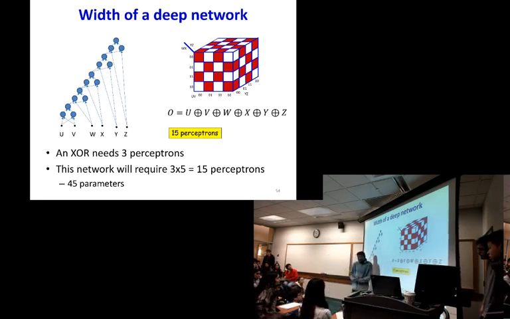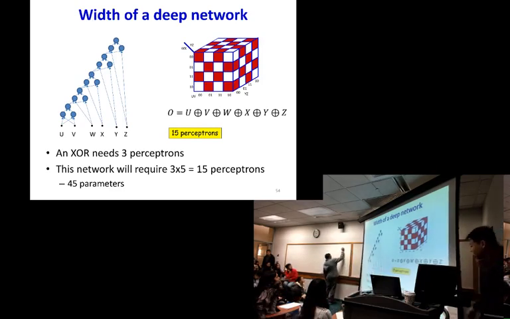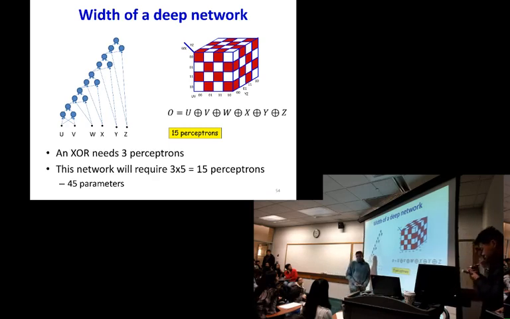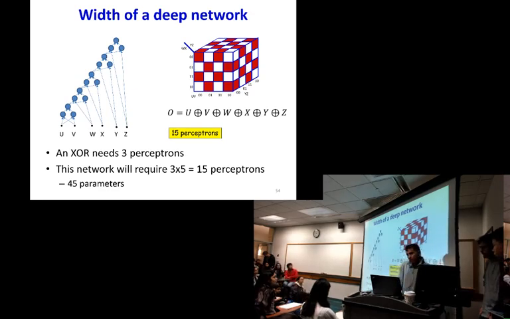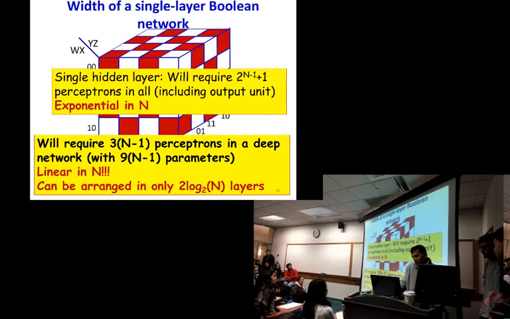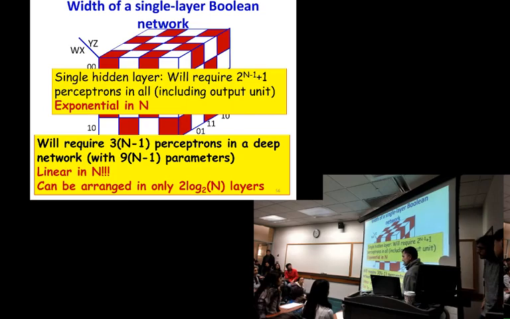So you can see the difference went up by a large factor. Just adding layers makes the network go from being exponentially large to linear in size. More generally, an XOR of n variables is equal to 3 times n minus 1 perceptrons, and 9 times n minus 1 bits, which is basically what we saw. Comparing with a single hidden layer, the size of the network is exponential in n. If I add layers, it becomes linear.